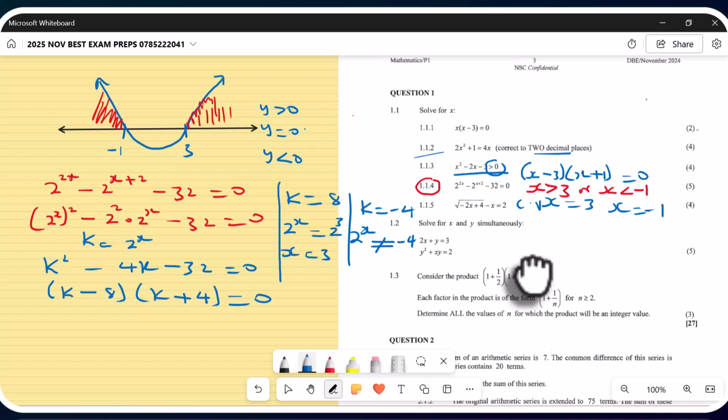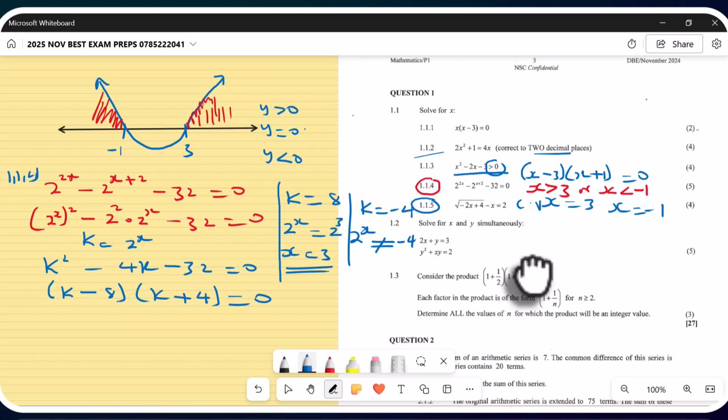Okay, then next we have 1.1.5, this question here. There is a root here, then minus x equals 2. Now what is important is that before you square, you don't need to have any other variable on this side except the root sign, if possible.